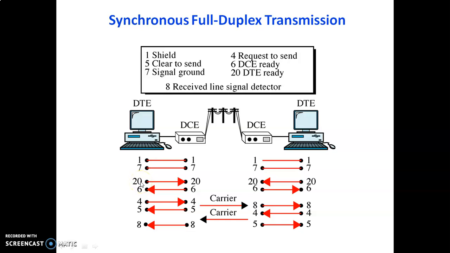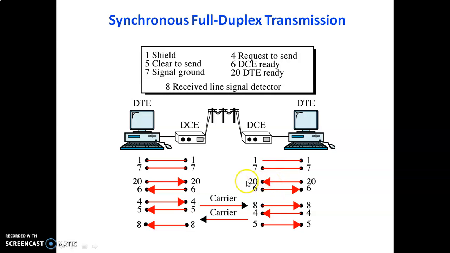First, the sending DTE activates pin 20 and sends a DTE ready message to its DCE. The DCE answers by activating pin 6. The same thing happens at the receiving end also.